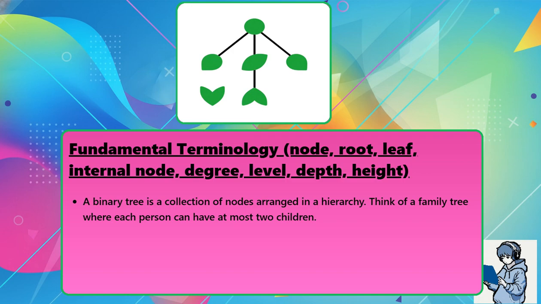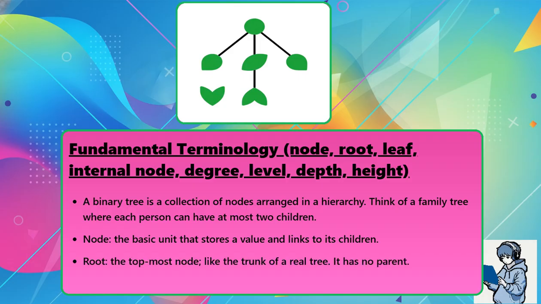A binary tree is a collection of nodes arranged in a hierarchy. Think of a family tree where each person can have at most 2 children. Node: the basic unit that stores a value and links to its children. Root: the topmost node, like the trunk of a real tree.